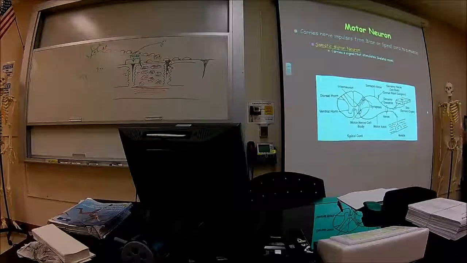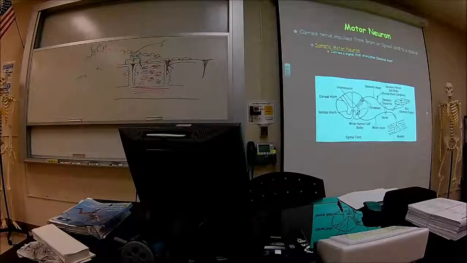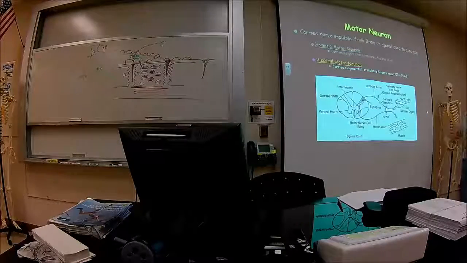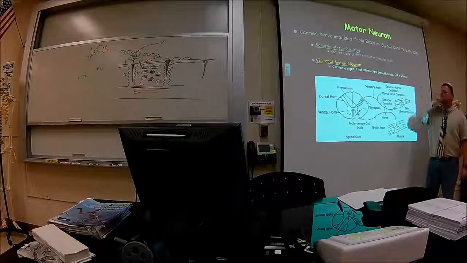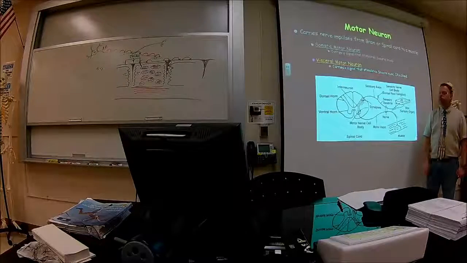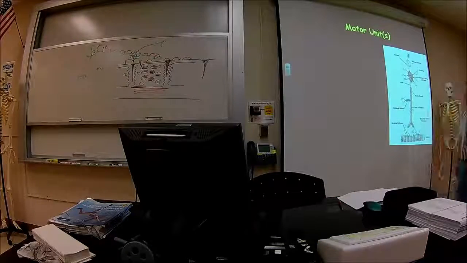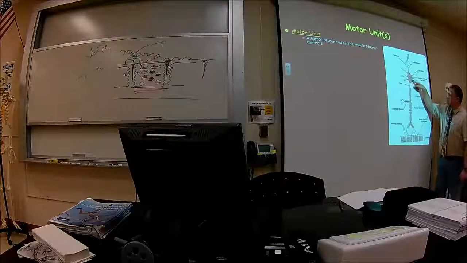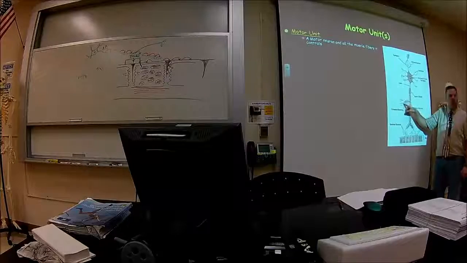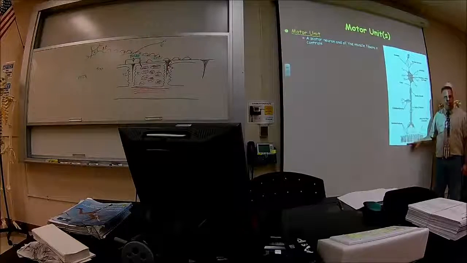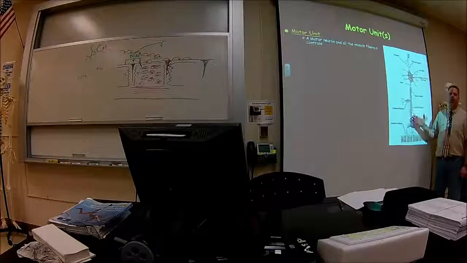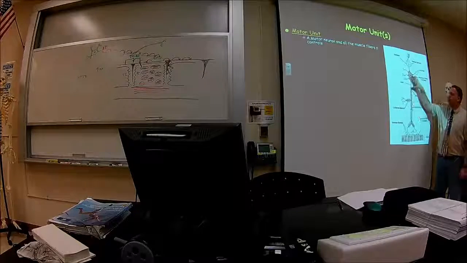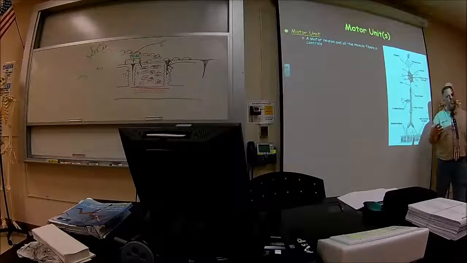If it goes to a skeletal muscle, we say it's a somatic motor neuron. If it goes to something inside, like a smooth muscle or gland, then we call it a visceral motor neuron. Okay, so a motor unit is this. All right, a motor unit is a motor neuron and all the muscle fibers it controls. So here's one neuron, but it can have a lot of terminal ends to different muscle fibers. That's a motor unit. One neuron and all the muscle fibers it controls.